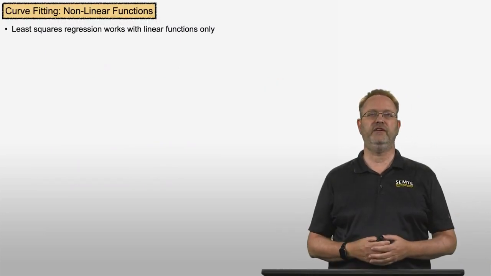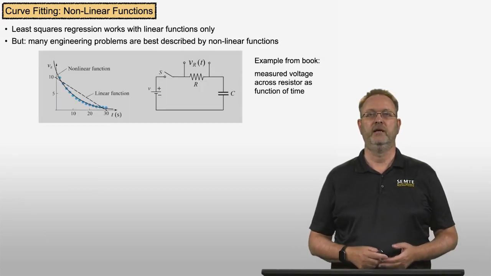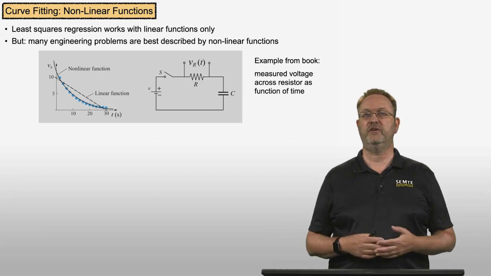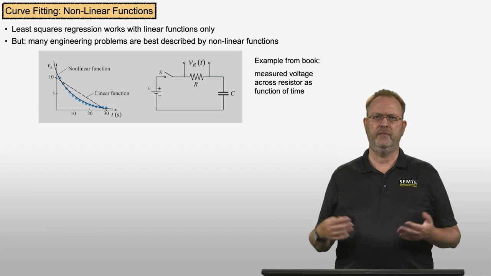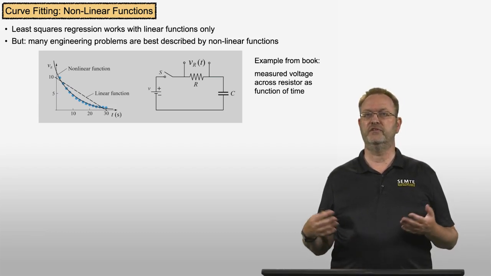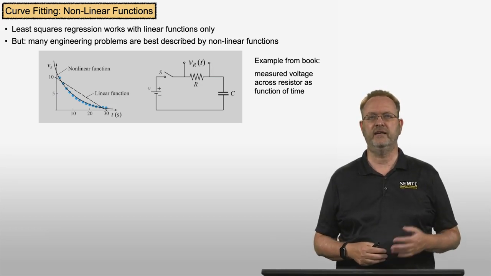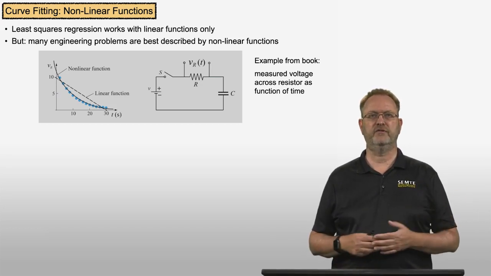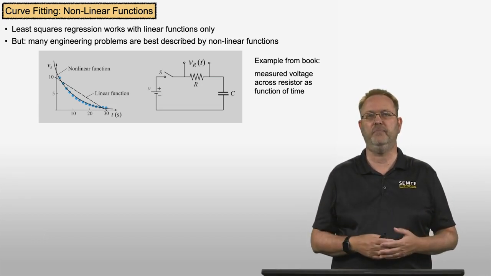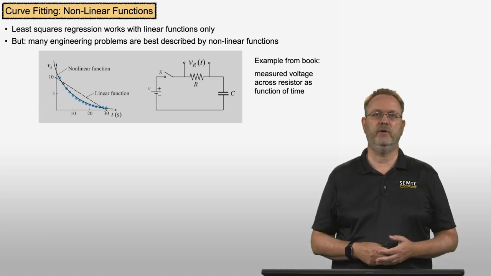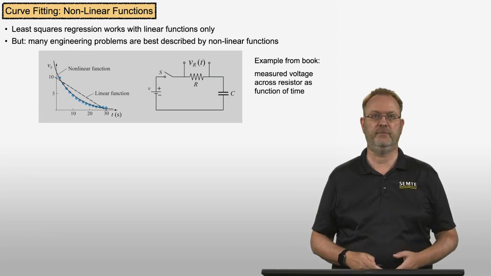What we've seen in a prior video is that linear least squares regression works with linear functions only. But many engineering problems actually are best described by nonlinear functions. So here's an example from the book of the measured voltage across a resistor as a function of time. And you see here on the left-hand side that measured voltage as a function of time has these blue symbols. And you'll see that a linear function will not be able to fit this data very well, and a nonlinear function much better describes the physical process that is described here.